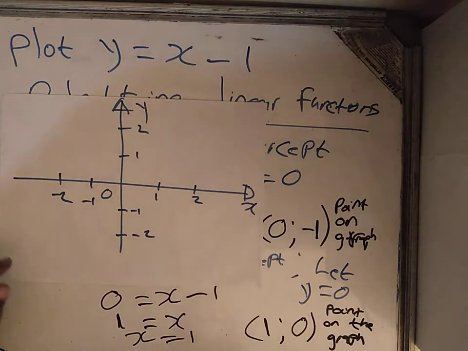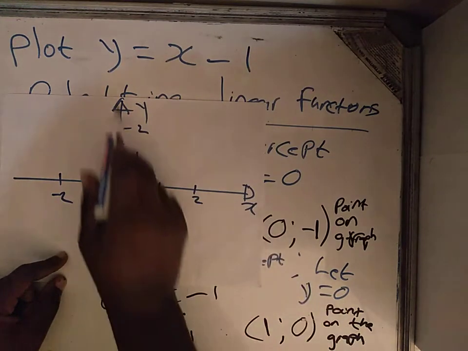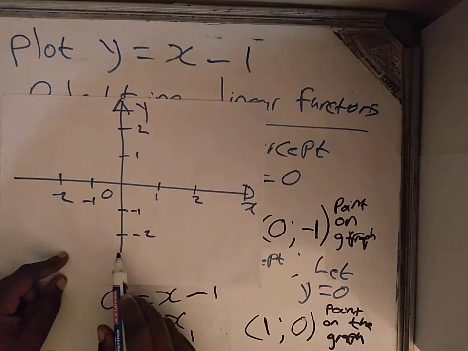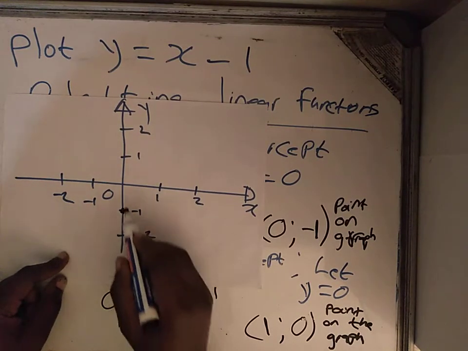Okay, so what is our first point? Let's use another color, so it's nearly the same. So our x is 0, so our x is 0 here. And what about our y? Our y is minus 1, so that means this is where our point is.